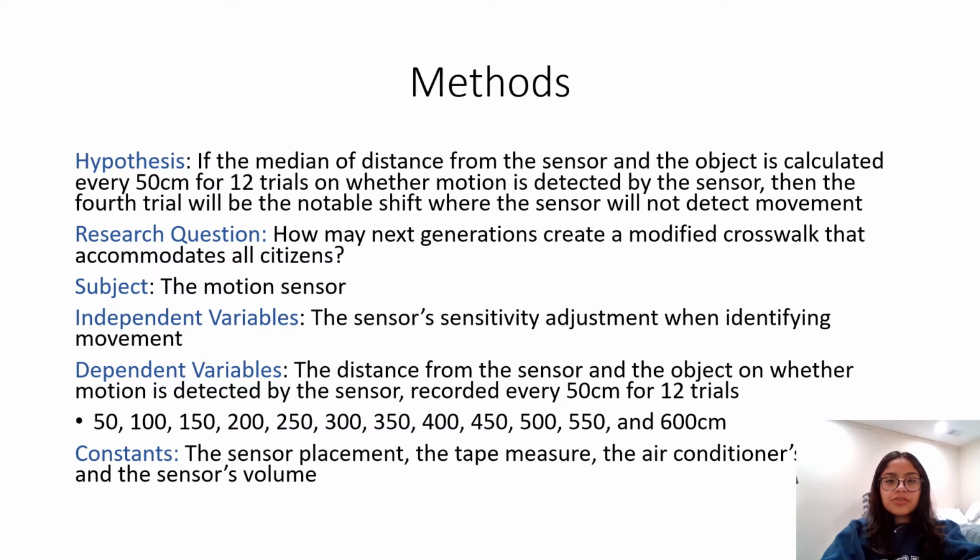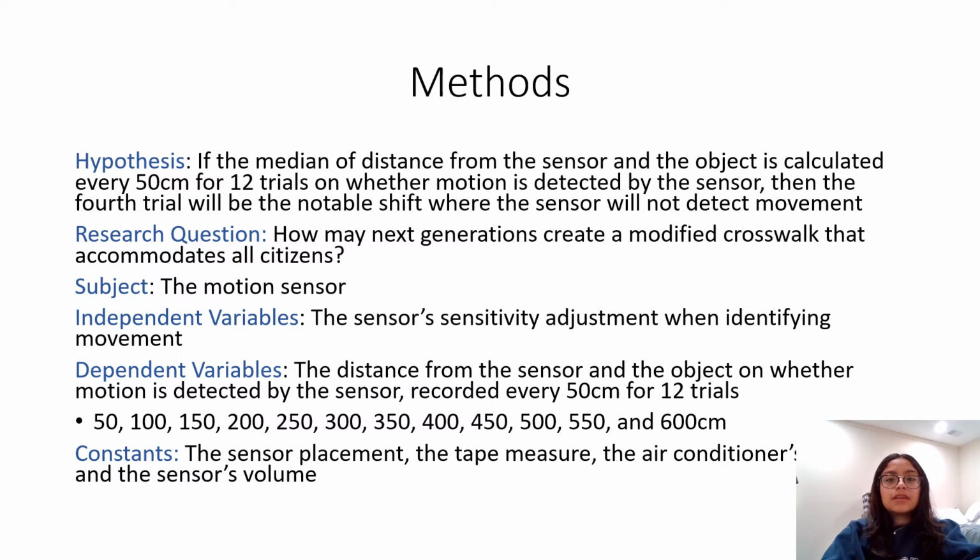The hypothesis for the created sensor is if the median distance from the sensor and the object is calculated every 50 centimeters for 12 trials on whether motion is detected by the sensor, then the fourth trial will be the notable shift where the sensor will not distinguish movement. Its following research question is how may next generations create a modified crosswalk that accommodates all citizens? The subject is the developed motion sensor.